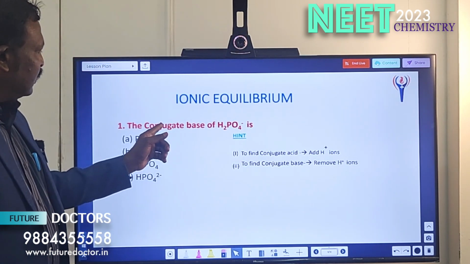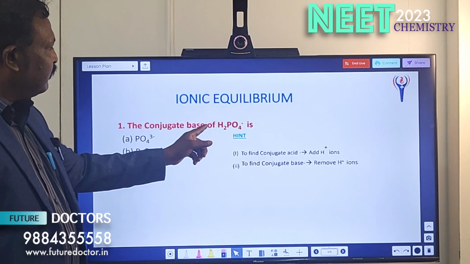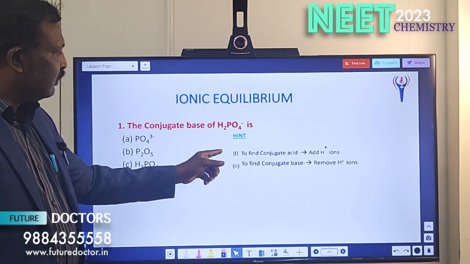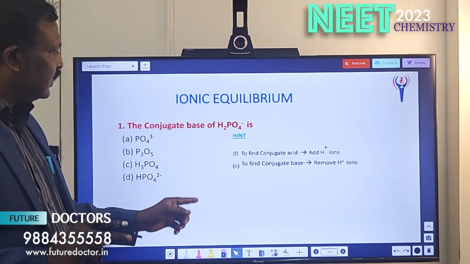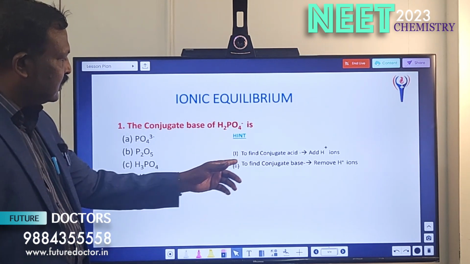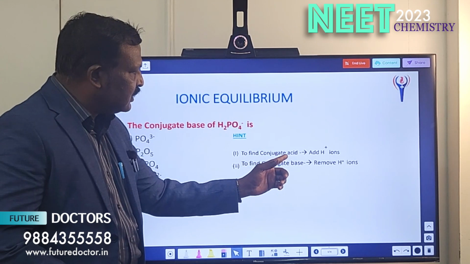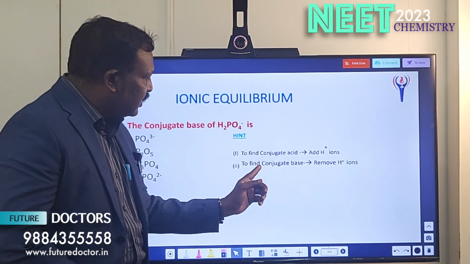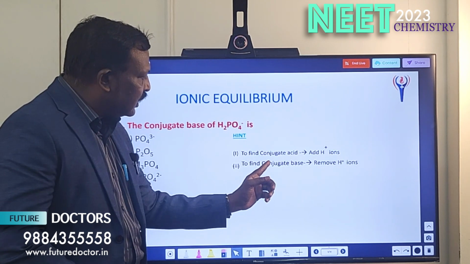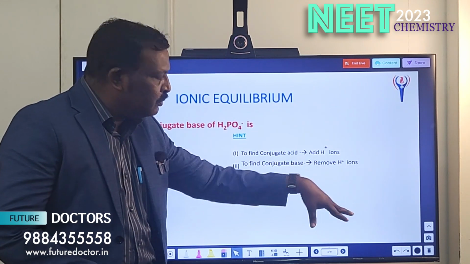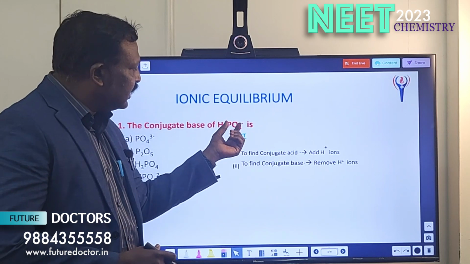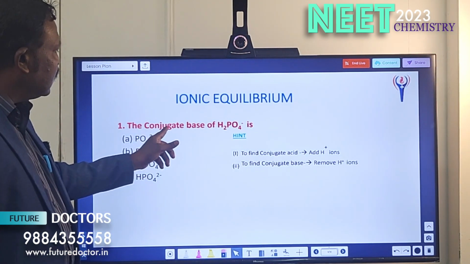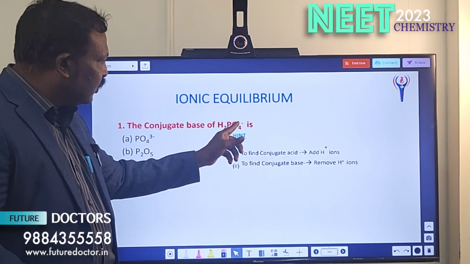Now see what the question is: the conjugate base of H2PO4 minus. I have given a hint for how to find it. To find the conjugate acid, you add an H plus ion to the species. To find the conjugate base, you remove an H plus ion from the given species. Here they are asking only for the conjugate base of H2PO4 minus.